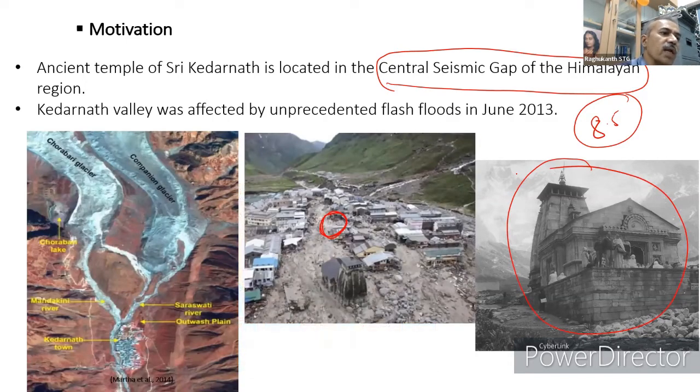So this is Kedarnath Valley. In 2013, huge floods came. You can see the floods here, and this is the temple. So the full boulders started rolling from the top and hit the temple, and the impact was essential. So the temple was damaged due to the impact of boulders.